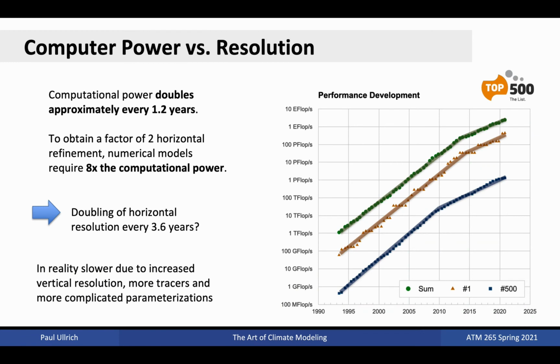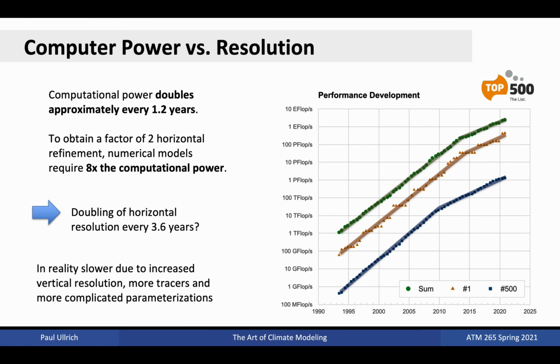Let's discuss briefly how computational power relates to permitted atmospheric model resolution. Following up on recent trends in supercomputer performance, we find that computational power roughly doubles every 1.2 years. Consider now that to obtain a factor of 2 in horizontal refinement, that is, a halving of delta x, we require 8 times the computing power. The 8 times in this case comes from a doubling in the number of elements in each horizontal coordinate direction, along with a halving of the time step size imposed by the CFL condition. This suggests that we should observe a doubling of horizontal model resolution approximately every 3.6 years.